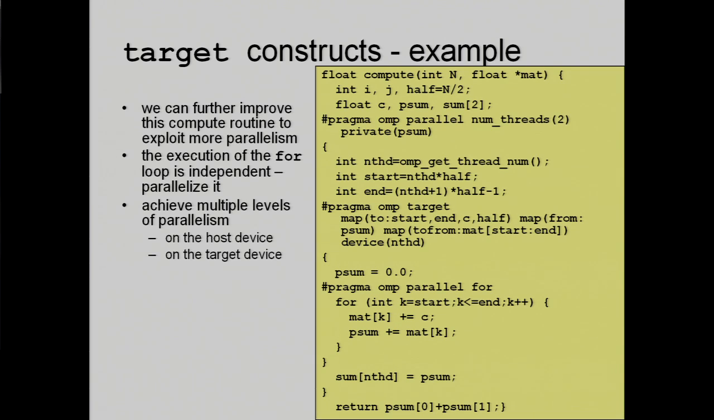So I map it to a device, to a particular device, and then I do the parallel for in here. So I have multiple levels of parallelism here. I have two devices, the target devices. I chunk it into two pieces and run one on each device, and then further in on the device, I exploit more parallelism on that device. You can see, I hope, multiple levels of parallelism here. So it's a very powerful composition of the constructs.